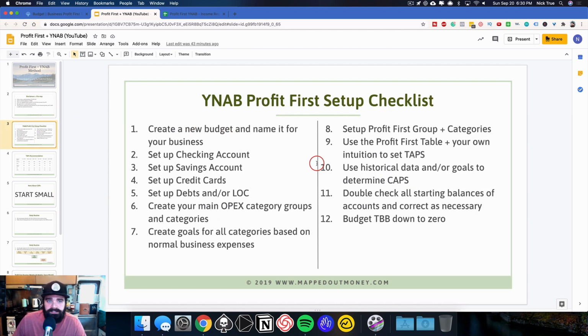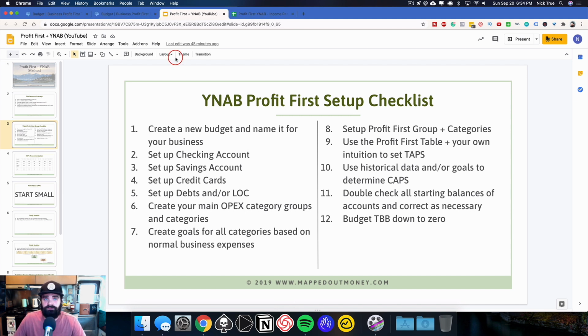So this checklist right here, this is what we're going to run with for the rest of this video. And by the way, I'm going to share a link with you at the end of this video for you to download all of these slides and all the resources that I'm going to share with you. But this is the checklist we're going to keep coming back to as I walk you through setting up the YNAB and Profit First system together.